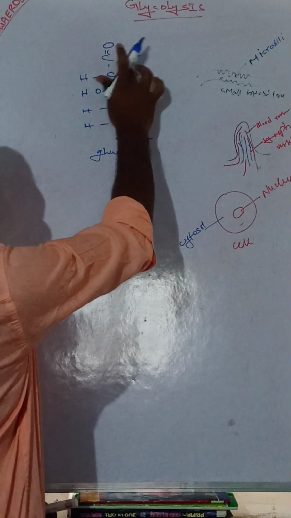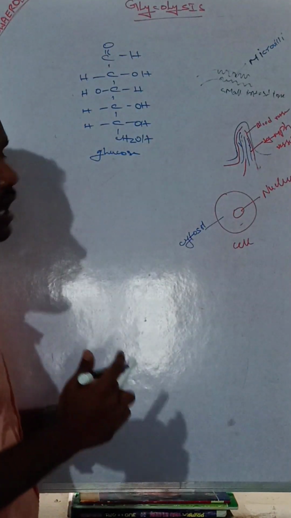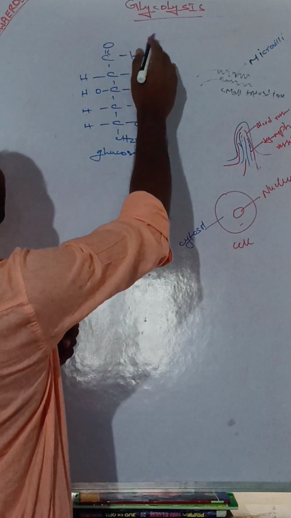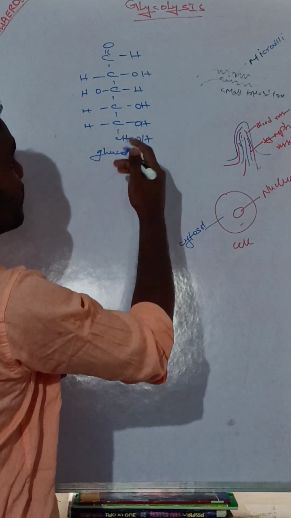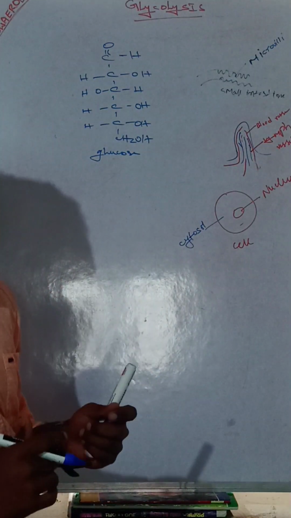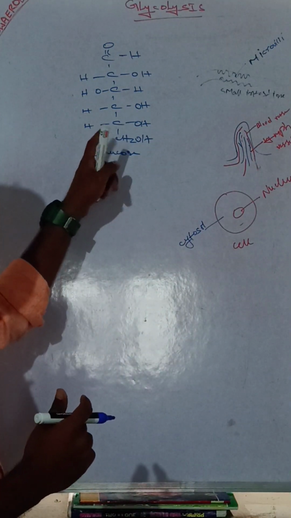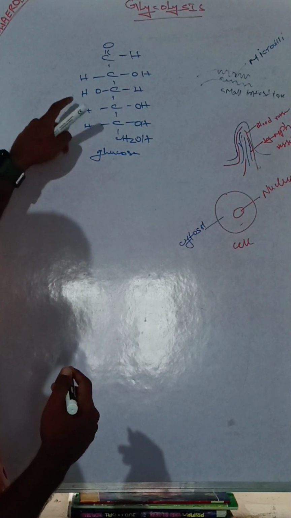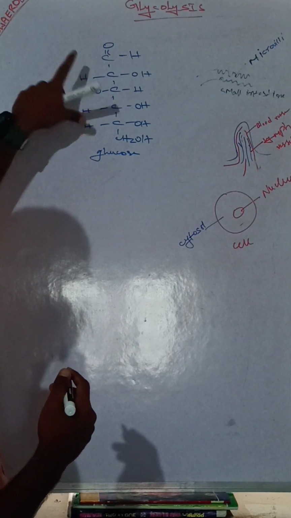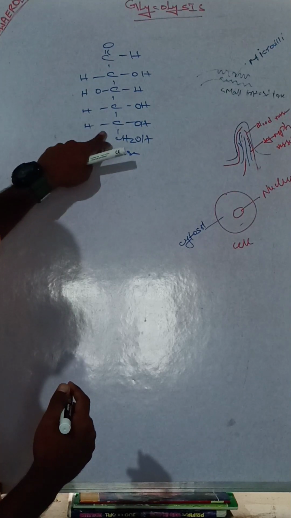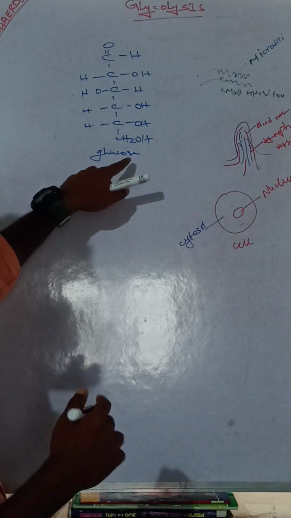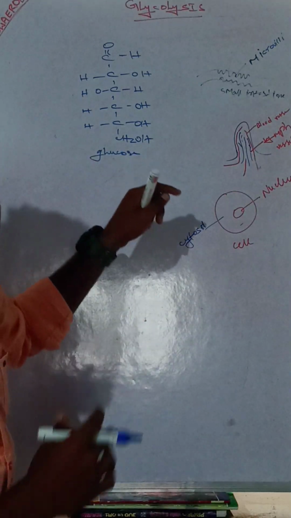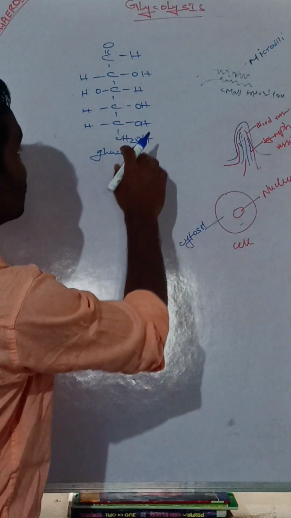This has an aldehyde group. Okay, C double bond O, we call this the aldehyde group. This is the linear structure of the glucose. Now this glucose turns into the hemiacetal form. Before it turns into the cyclic form, let me discuss it step by step in more detail. Okay, this is the glucose.